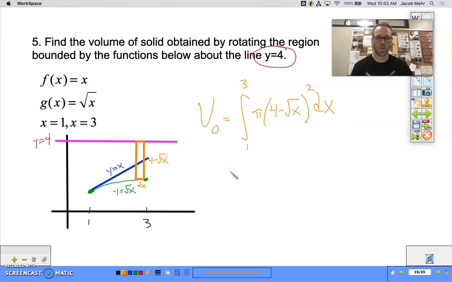All right? So let's find that first. Let's take out our pi. I think it would be easier for us just to FOIL this out and then take the antiderivative of each part versus trying to come up with an antiderivative technique here. So when I FOIL this out, I'm going to have a 16, minus 8 square roots of x, and then plus x, right? Minus square root of x times minus square root of x is a plus x, dx.